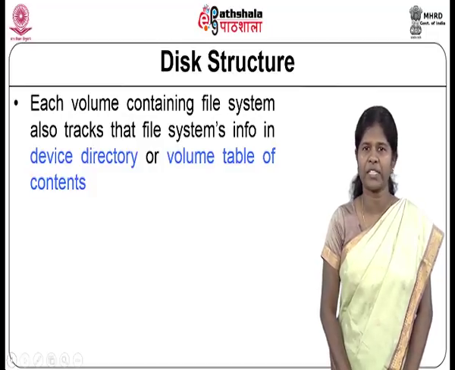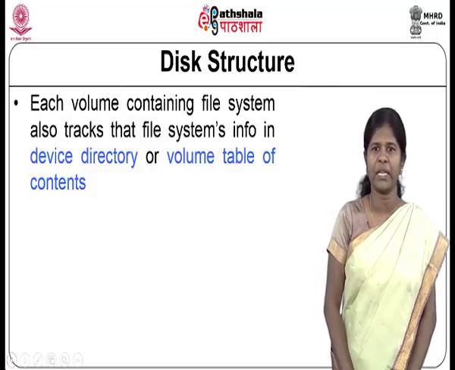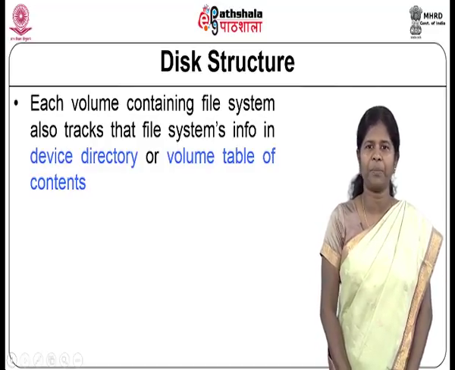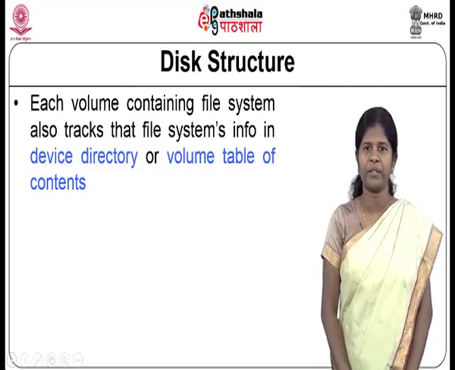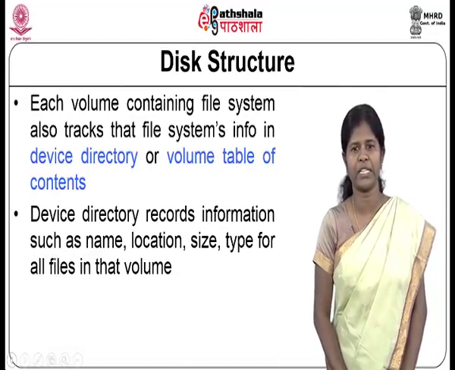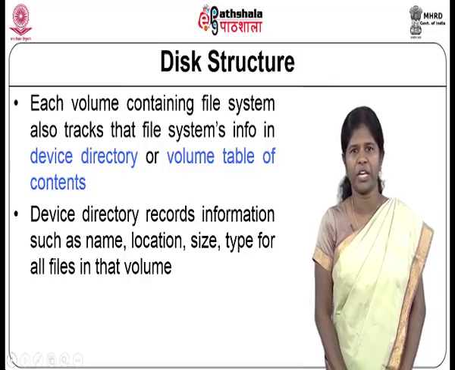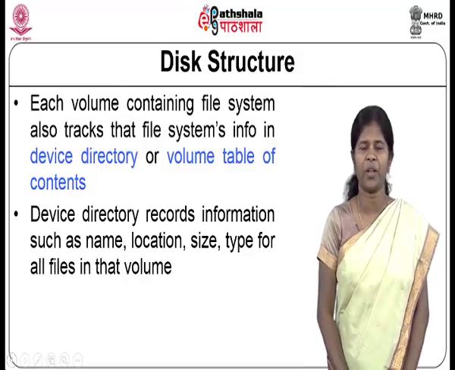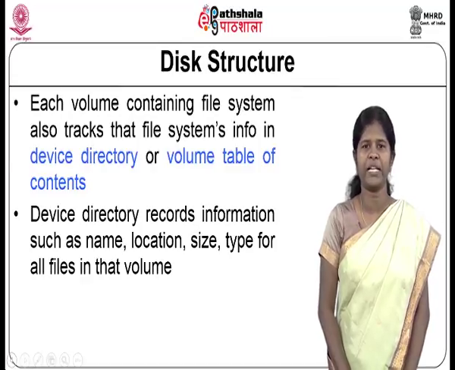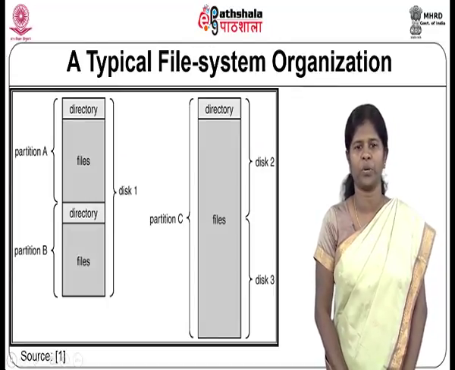This device directory or volume table of contents will give details about the different files that are placed in the file system present in that particular volume. So, this device directory will record information like the name, the location, the size, and the type of all the files that are kept in that volume.